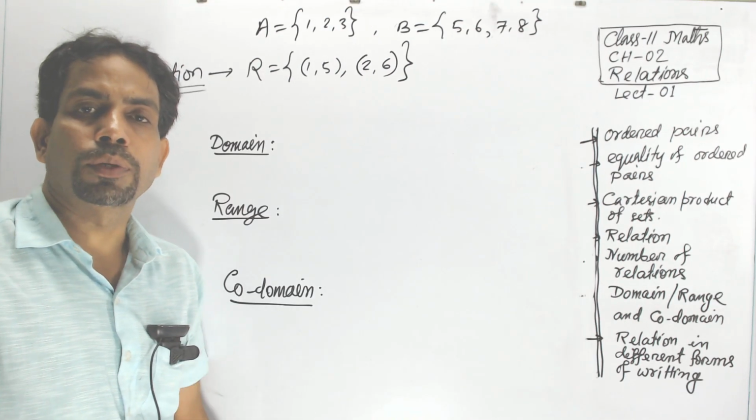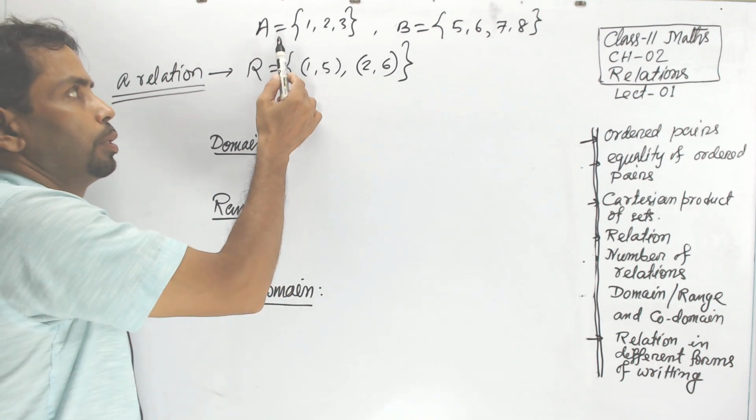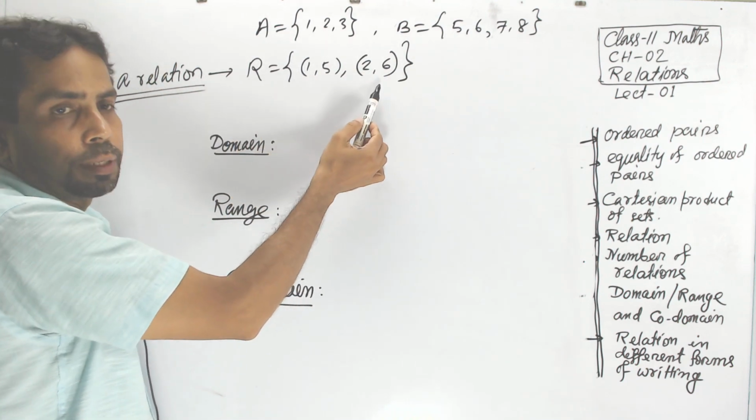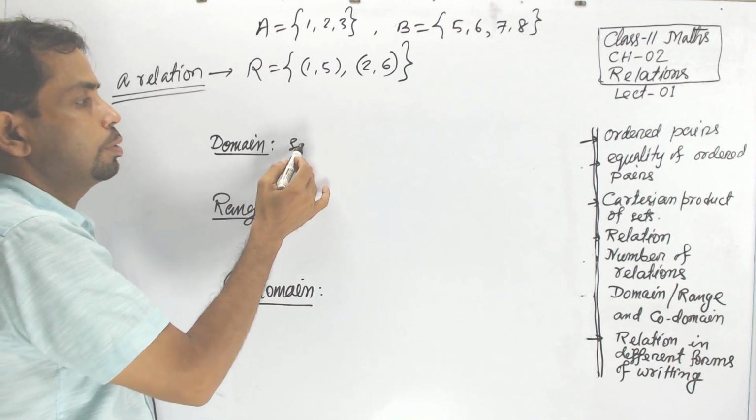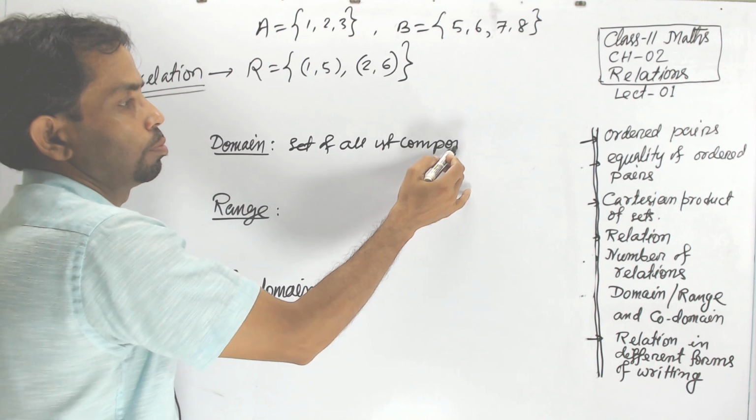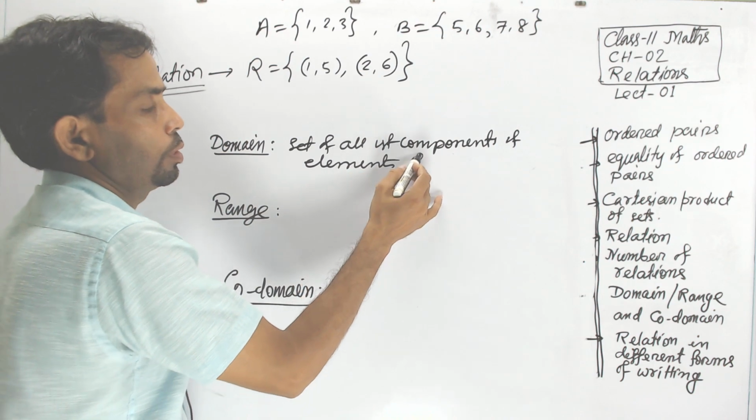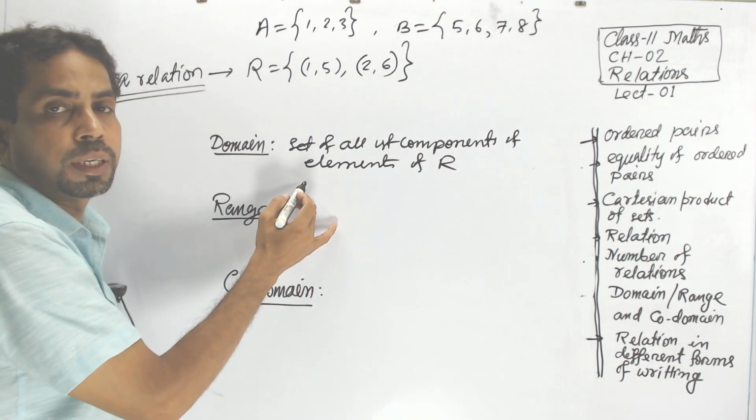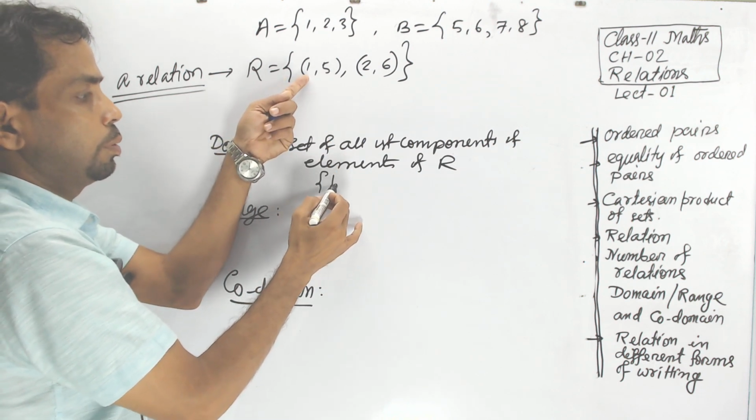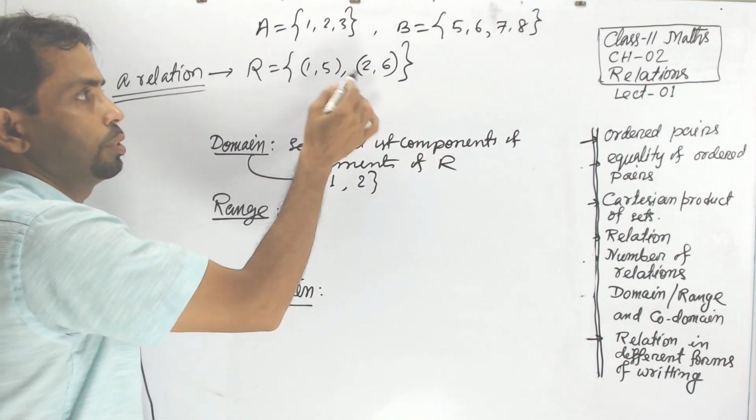The next is about domain, range and codomain of a relation. I am considering an example. One set A, another set B, and a relation from set A to B given like this. Then the domain is the set of all first components of elements of the relation R. In this relation, what are the first components? The first components are here 1, then 2. So the set of first components makes the domain. This is the domain for this relation.